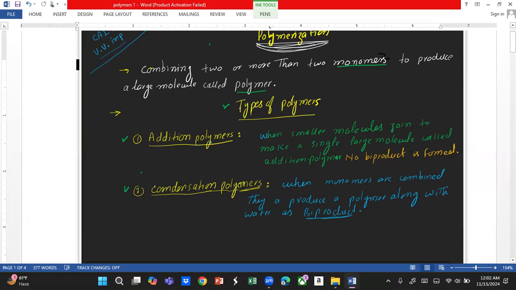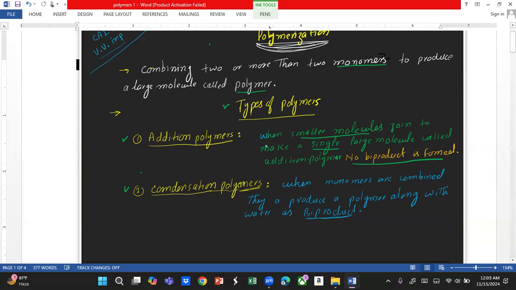What are addition polymers? When smaller molecules join together to make a single large molecule. The word single is very important, as there is no byproduct formed when a single polymer is formed. So in addition polymers, 2 plus 2 is 4, nothing else. We may have two or more than two monomers. I mean, thousands of monomers can be there in one polymer.